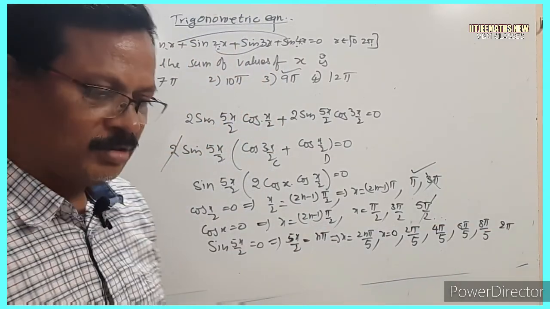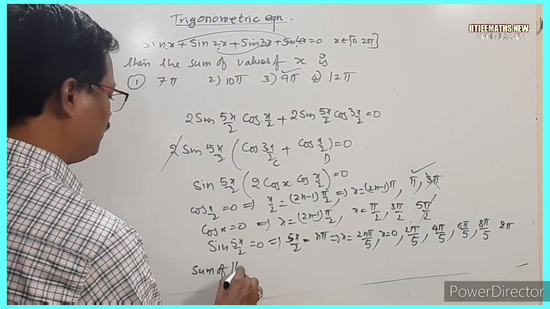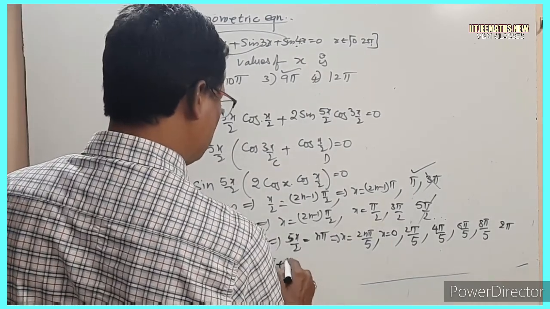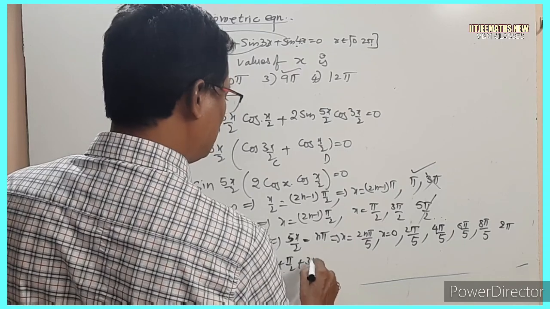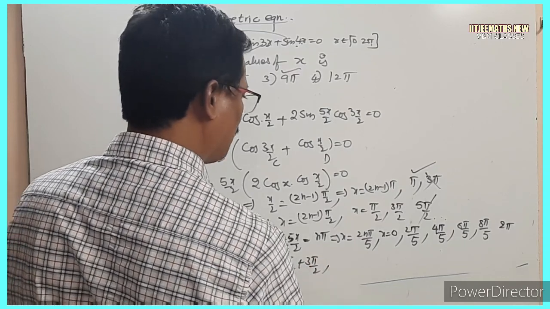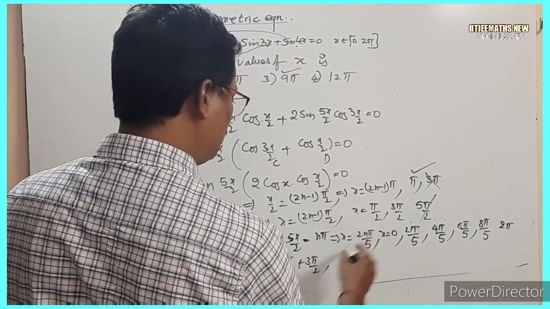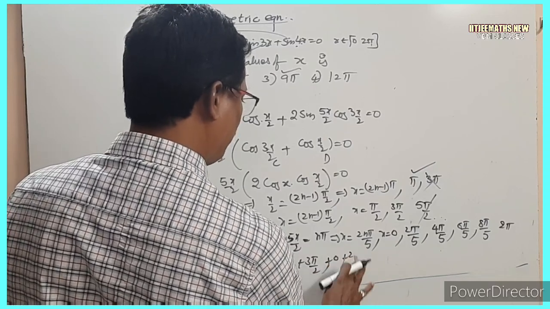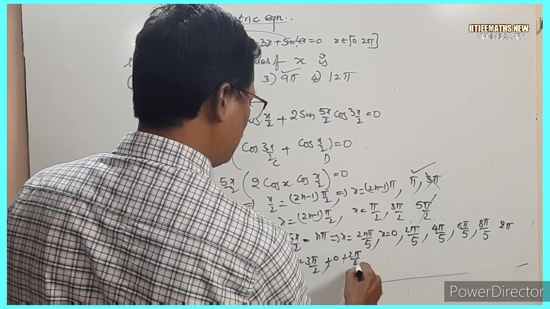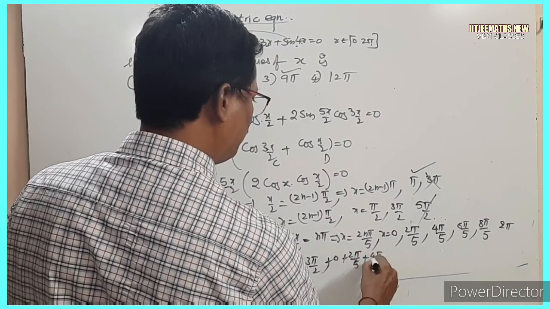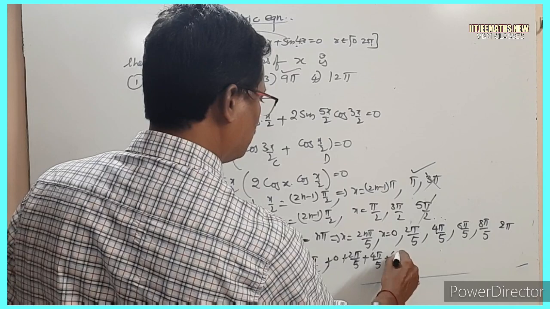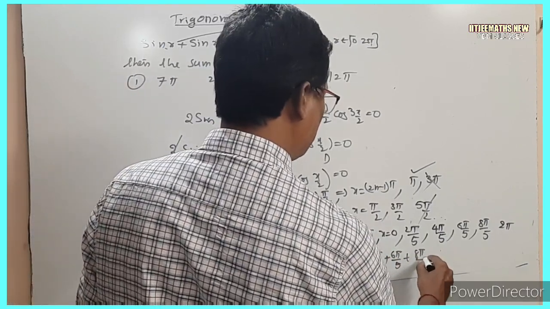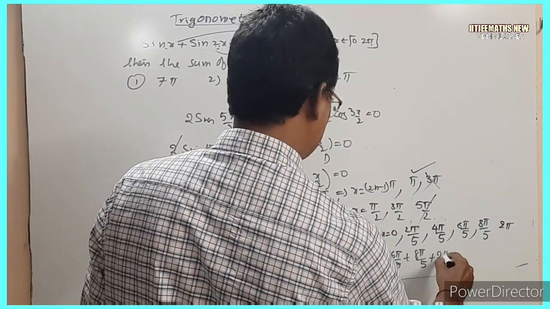Sum of all these. Here pi by 2, 3 pi by 2, and here 0, 2 pi by 5, 4 pi by 5, 6 pi by 5, 8 pi by 5 plus 2 pi.